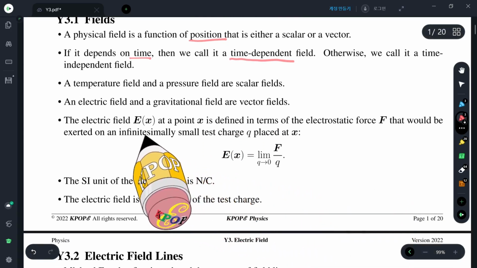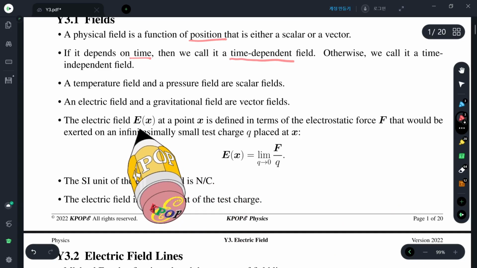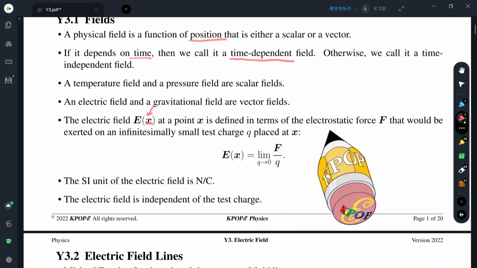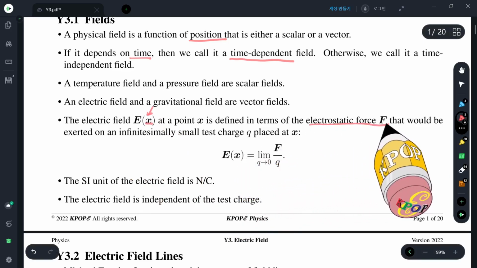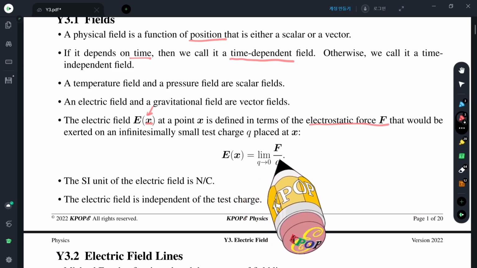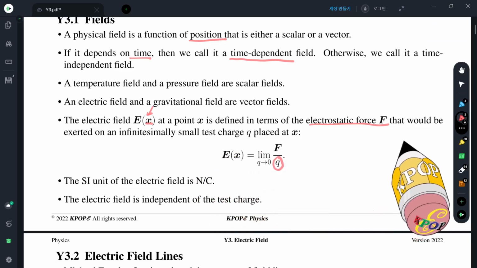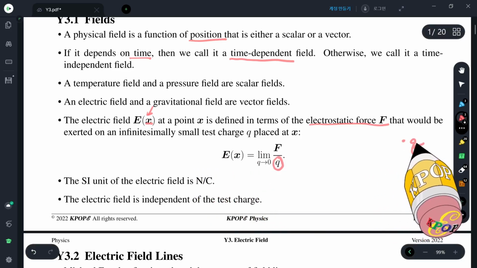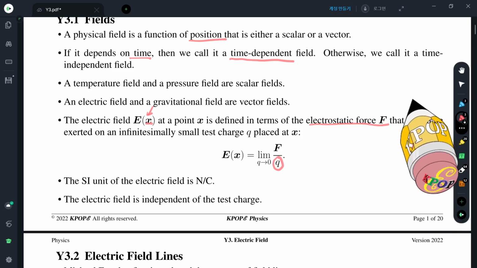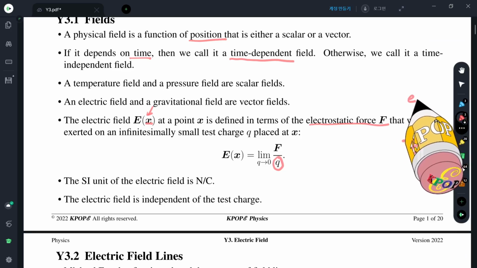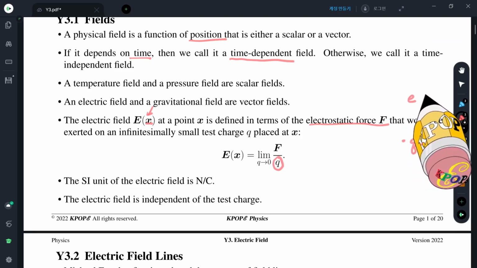Electric field, denoted by E as a function of position x, is defined in terms of the electrostatic force, that is the Coulomb force, divided by the test charge. The test charge is a small charge q. It is infinitesimally small mathematically. However, we know the elementary electric charge e is a finite number. We assume that it is negligibly small.